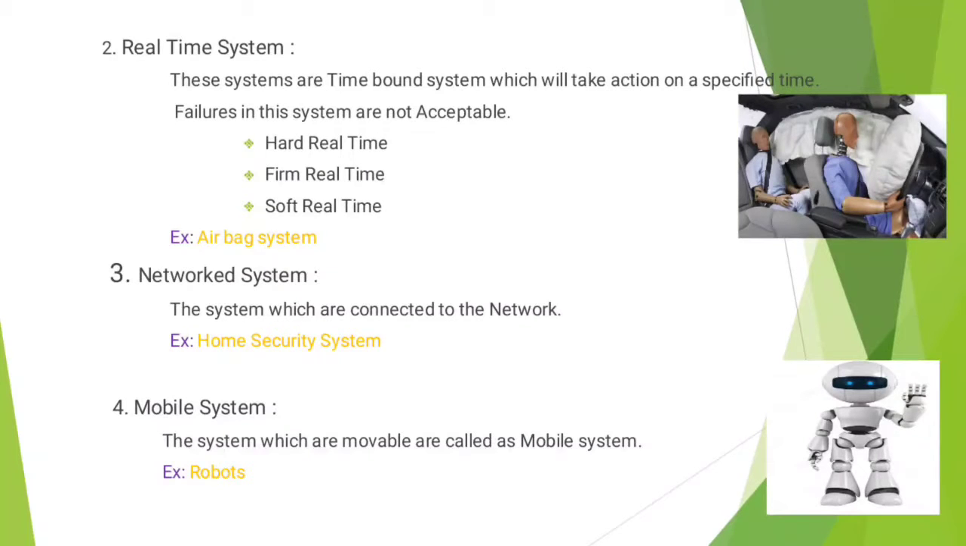Networked system: systems which are connected to a network. Example, a home security system is connected to the network. And mobile system: systems which are movable are called mobile systems. Example, robots.